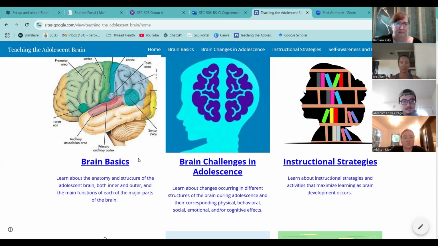is brain basics. In this section, you are going to learn about the anatomy and structure of the adolescent brain, both the inner and the outer components, and the main functions of each part. Then moving to the second section, you're going to learn about the changes occurring in different structures of the brain during adolescence and how it corresponds to their physical, behavioral, social, emotional, and or cognitive effects, and how that leads into applying it into instructional strategies, which my colleagues will take over.